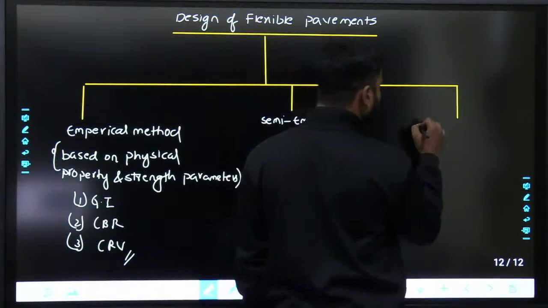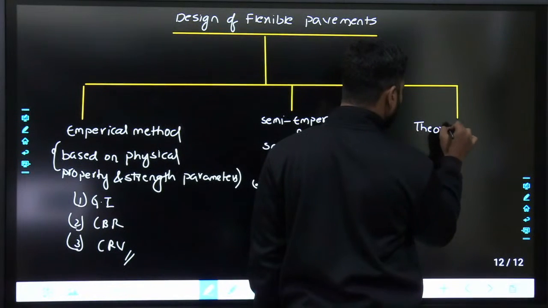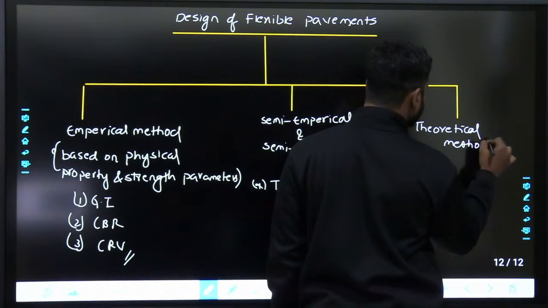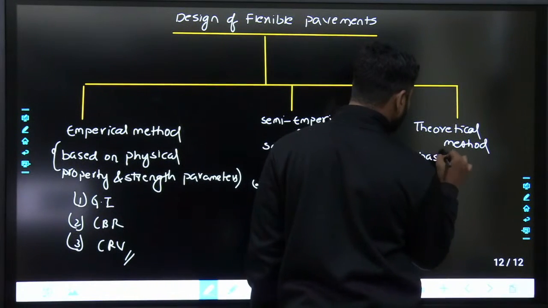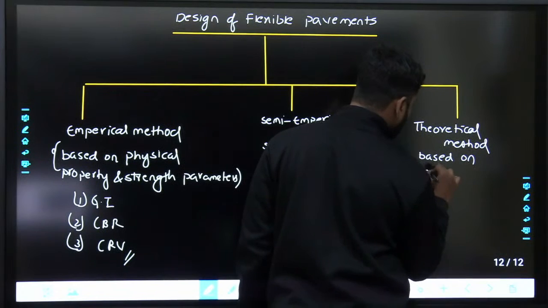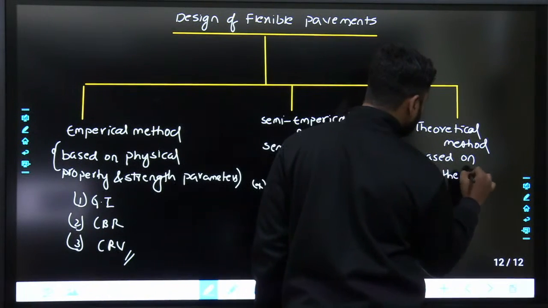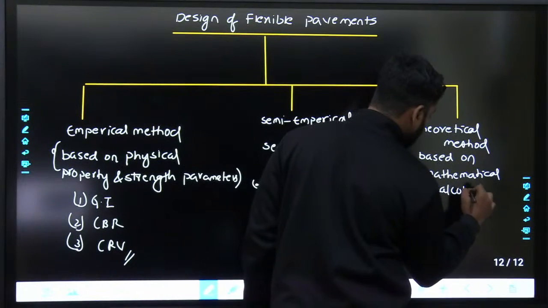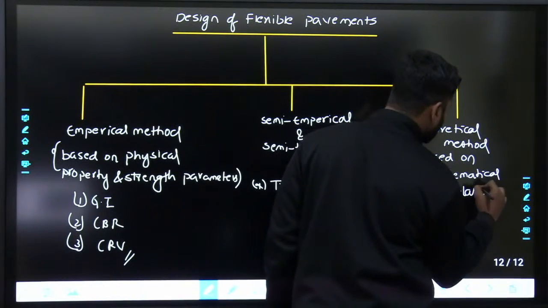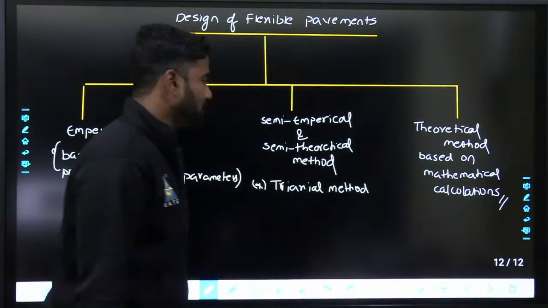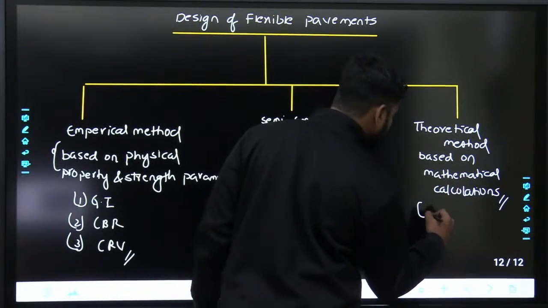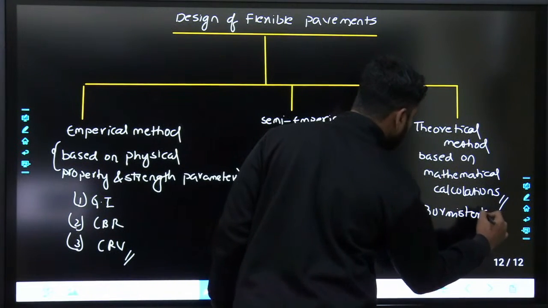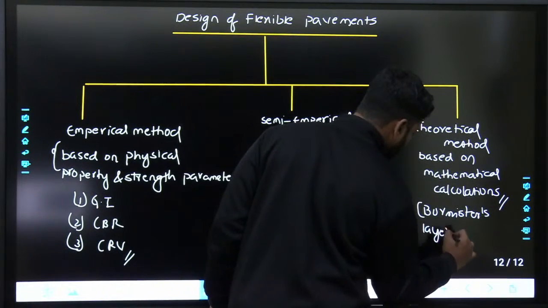And finally, the theoretical method, based on mathematical calculations. Here the example would be Burmister's layer theory.